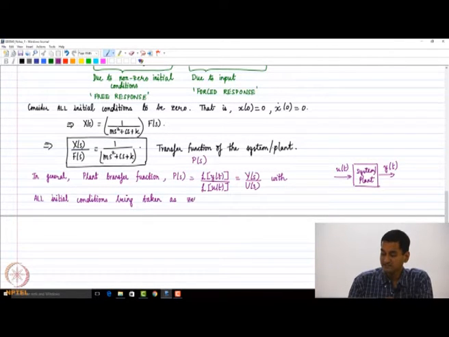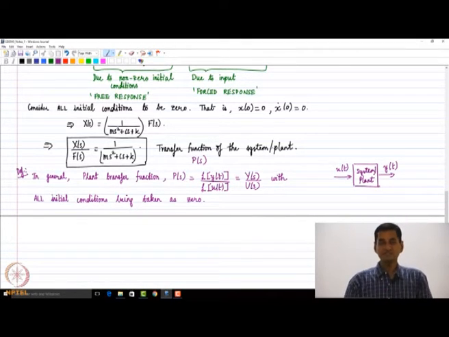Okay, so this is the definition of the transfer function. This is something which is very important. It is the Laplace of the output to the Laplace of the input with all initial conditions taken to be 0. That is the definition of the system transfer function or the plant transfer function.